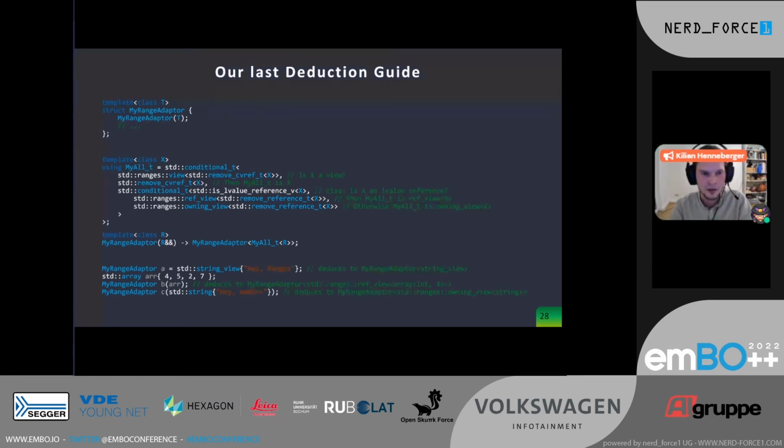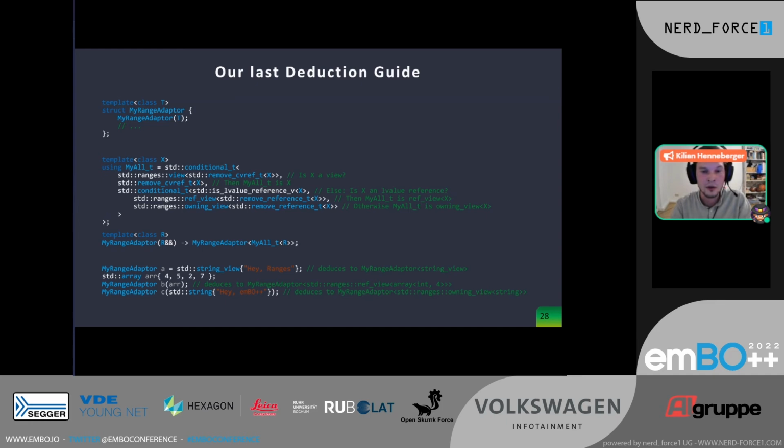So in the first case where we have a view, it deduces to myRangeAdaptor of view. In the second example where we have a range which is an L-value reference, it deduces to myRangeAdaptor of ref view. And in the third example, to myRangeAdaptor of owning view.